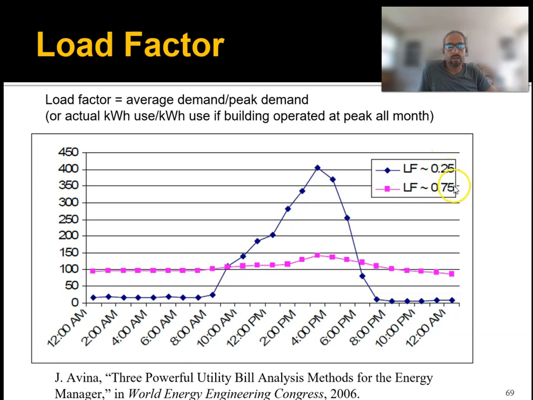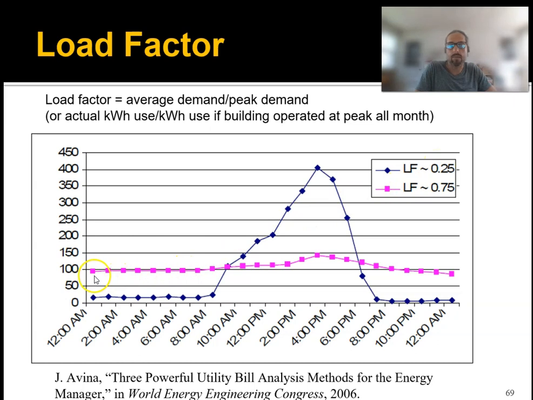So what this means is, with the high load factor here, the average is pretty close to the peak. Whereas with the lower load factor, the average is much smaller than the peak. Okay? So high load factor means the average is very close to the peak. Low means there's a big discrepancy between the average and the peak.